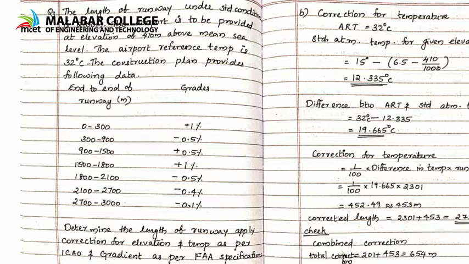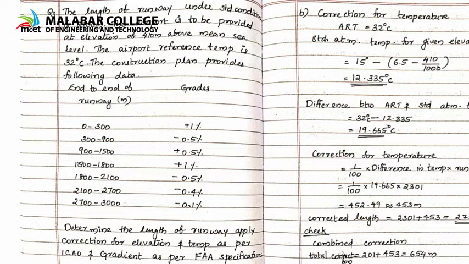End to end of runway, 0 to 300 meter, the gradient is plus 1%. 300 to 900, minus 0.5%. 900 to 1500, plus 0.5%. 1500 to 1800, plus 1%. 1800 to 2100, minus 0.5%. 2100 to 2700, minus 0.4%. 2700 to 3000 is equal to minus 0.1%. Determine the length of runway.